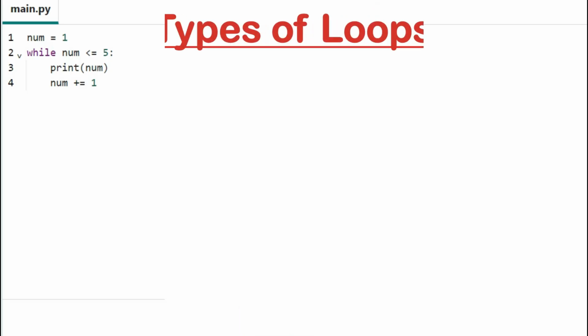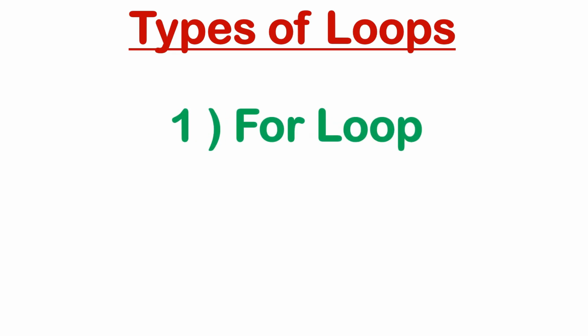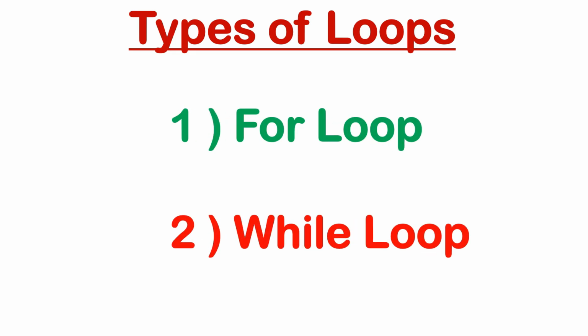We use two types of loops, for loops and while loops, which are similar but can be used in different ways.